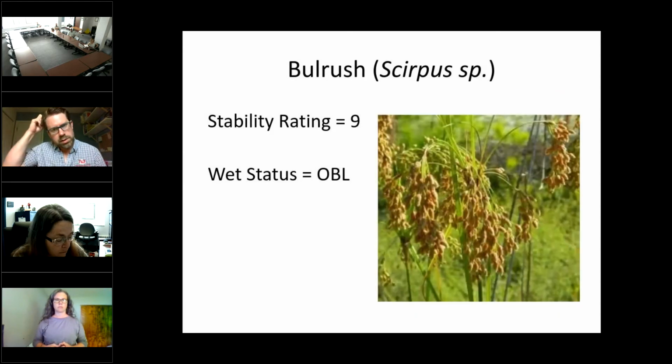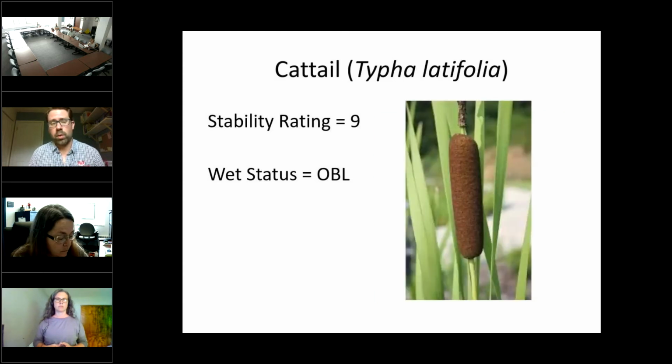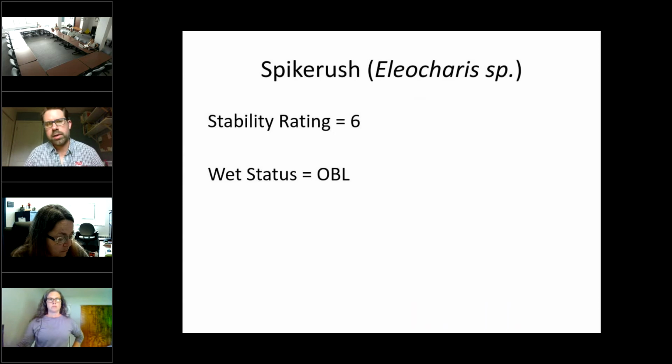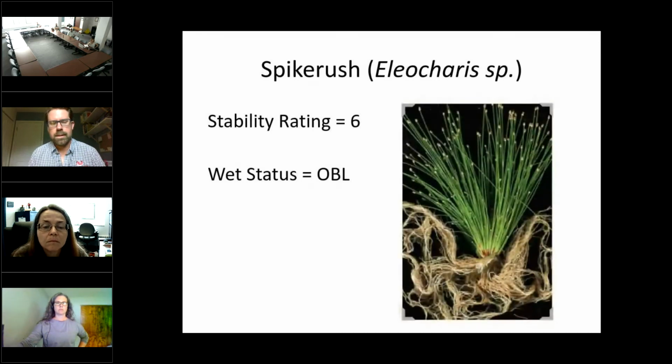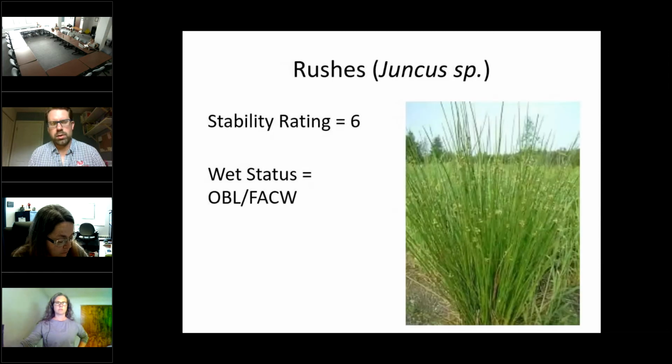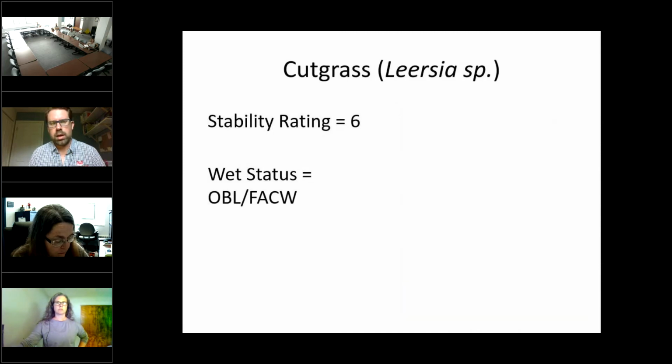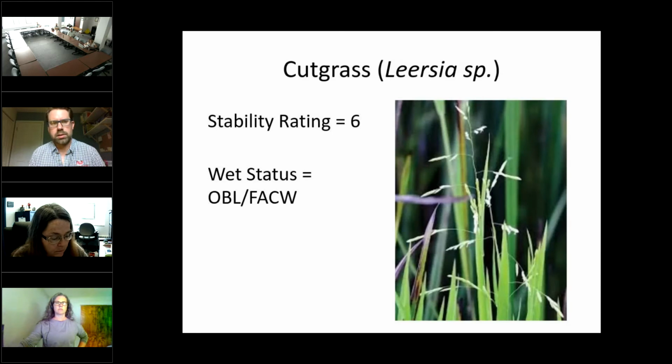Bulrushes, we have a variety of species in our area. These are also great at controlling erosion. They have a stability rating of 9. These grow in wetter environments normally. Cattail, which we see everywhere. Again, this is not something you're going to plant on a slope per se, but they do provide great stability in the right environment. Spike rushes, different Eleocharis species. These ones have a stability rating of 6, and we have a lot of these commonly growing along our streams in this area. Other rushes, Juncus species too. These are great. 6 on stability ranking. Cutgrass, another native grass, is a 6.